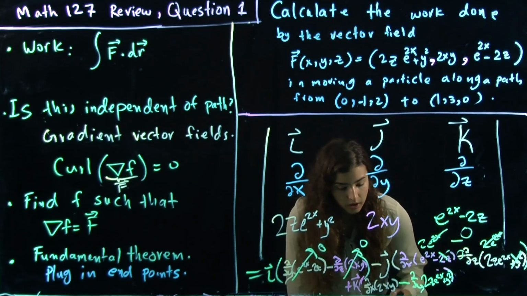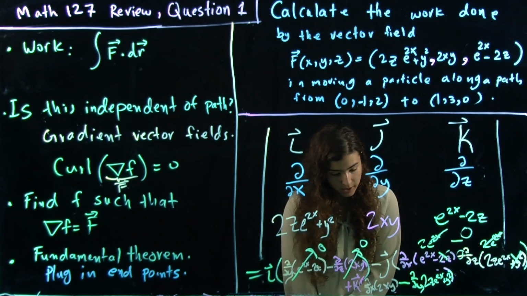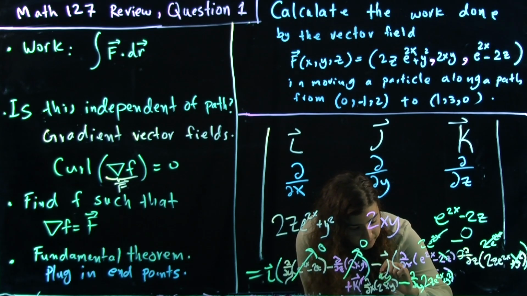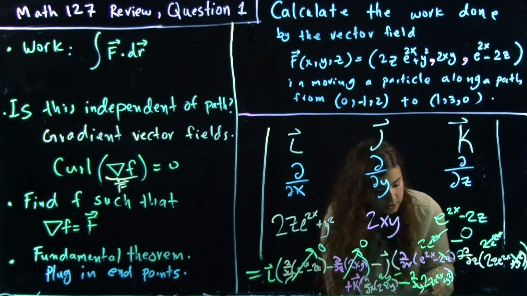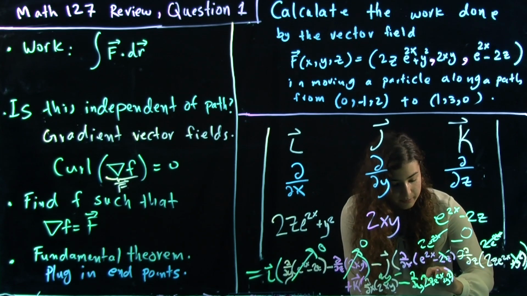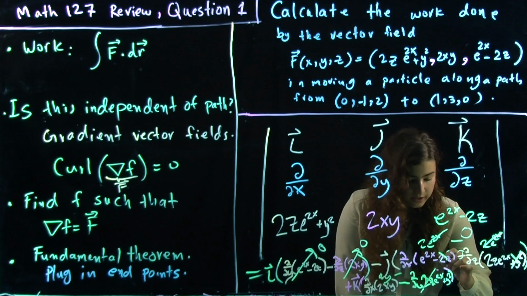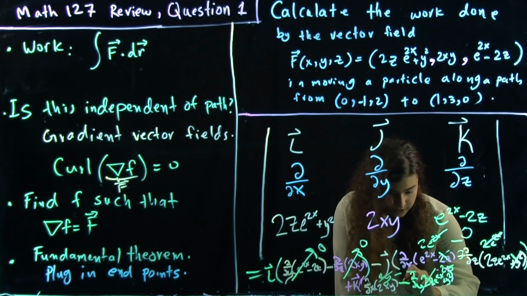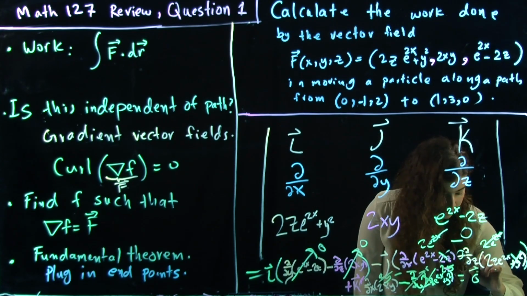And finally, for our k, we have our partial with respect to x for 2xy, and that's going to become 2y. Then we have minus our partial of 2z e^(2x+y²), and the derivative of y² with respect to y just becomes 2y. Again, the 2y and the minus 2y cancel out, so that also becomes 0, and so what we have here is the 0 vector.